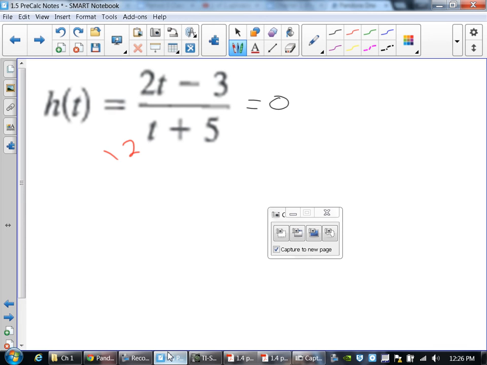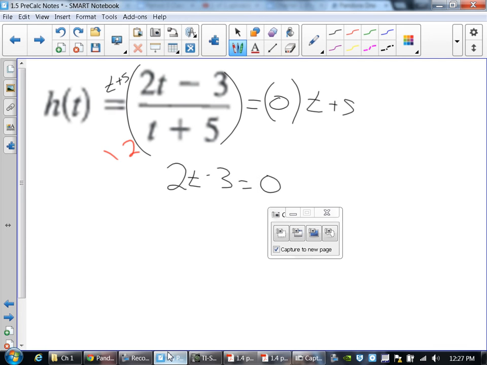and then solve it. So what happens here is that you have a fraction equal to a fraction, so you're going to cross multiply. The denominator basically goes away, because I'd multiply this side by t plus 5, and then I'd multiply this by t plus 5. So 2t minus 3 is 0. Just by moving that around real quick. I just cross multiplied, it got rid of the denominator.